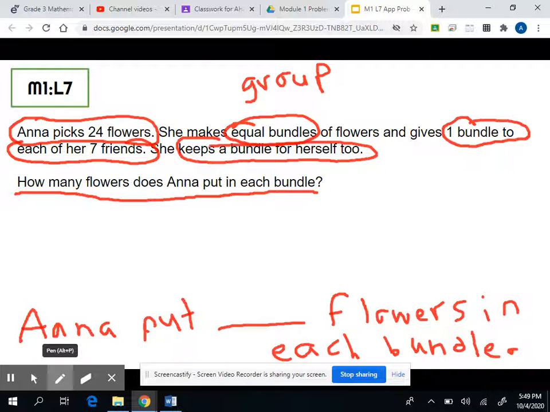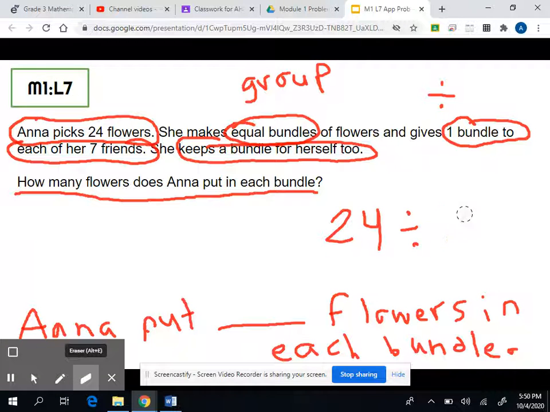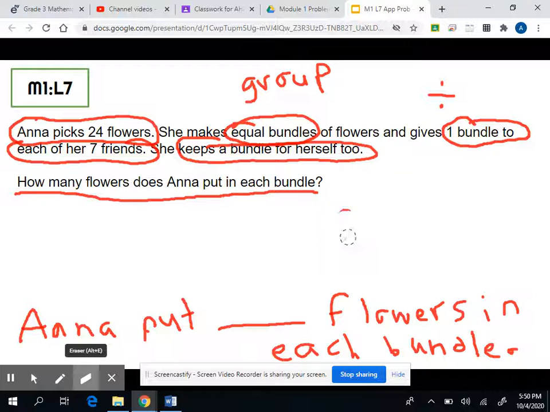That is very important here because the first time I solved this problem, I knew, okay, she made equal groups, we start with 24. She gives one bundle to each of her 7 friends. That tells me we're splitting. We are dividing. So I was like, okay, 24 split into how many groups? And then I was saying 7. Well, I know from knowing a lot of multiplication facts, because I've been doing it way longer than you have, that 24 divided by 7 does not work. They would not be equal bundles then.